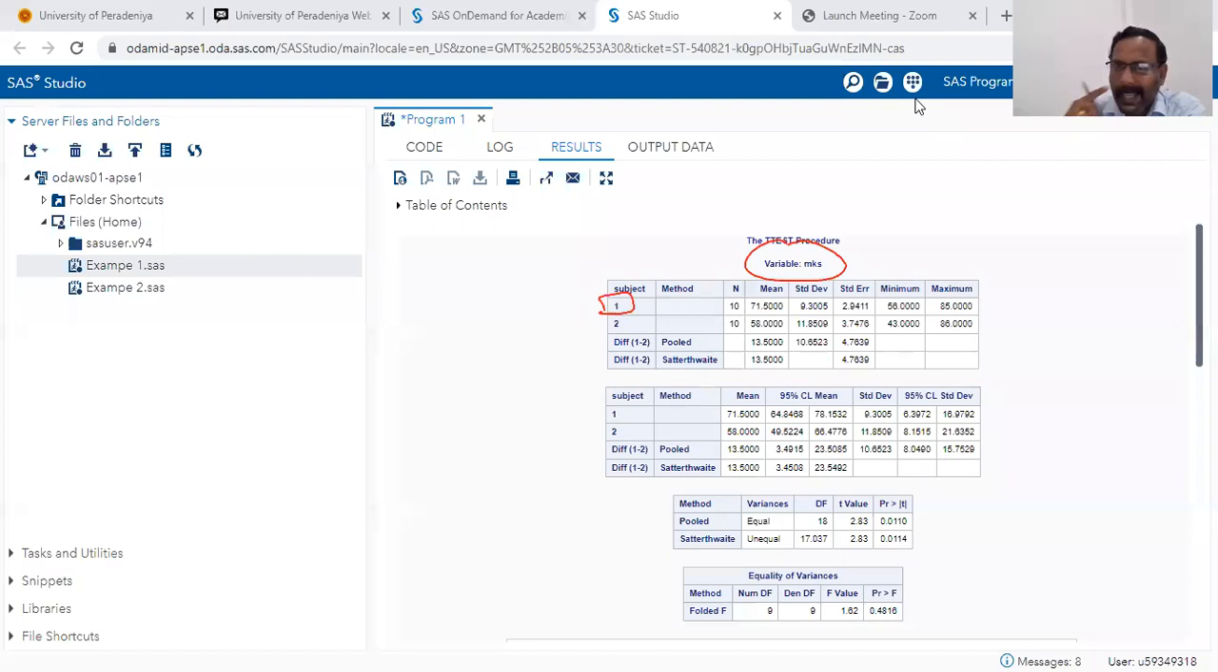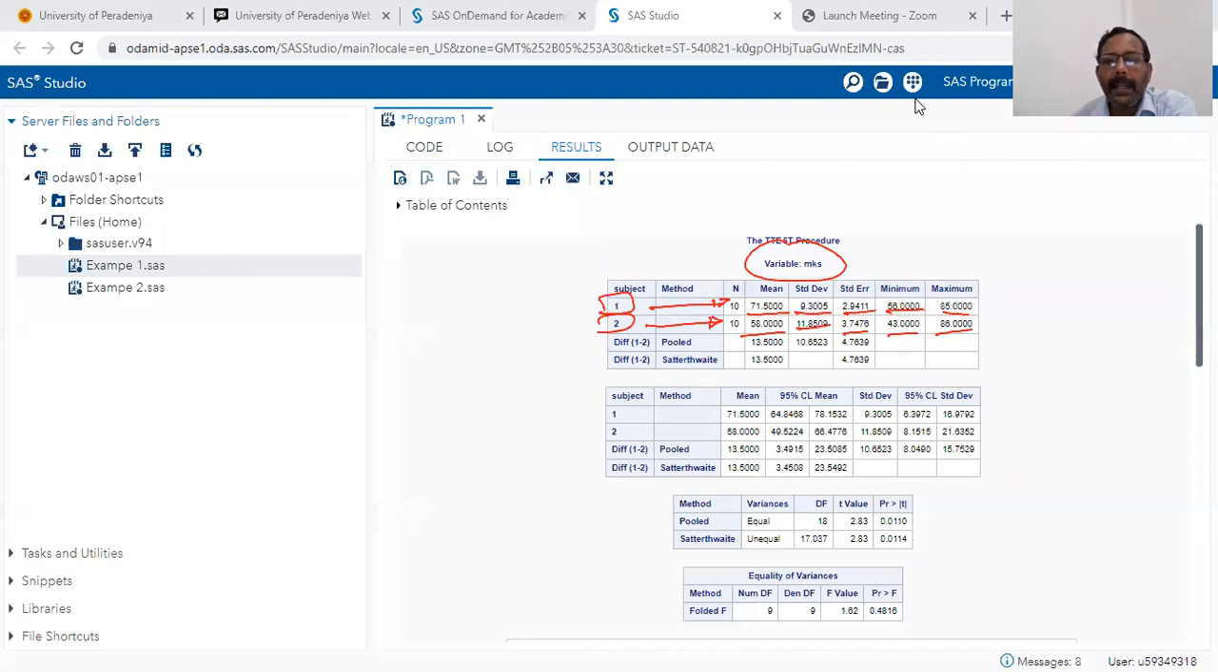Subject, first subject, second subject information. How many observations are there for each subject? Then their mean values. 71.5 is the mean value for the first subject. 58 is the mean value for the second subject. Their standard deviation, standard error, minimum, maximum, all this information is given.